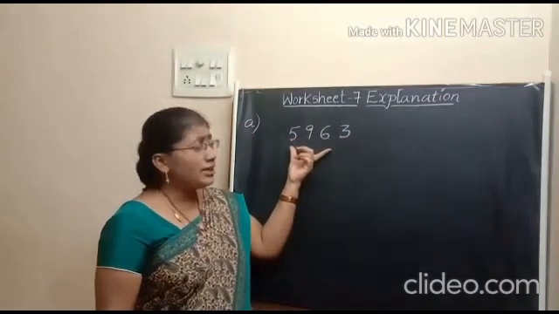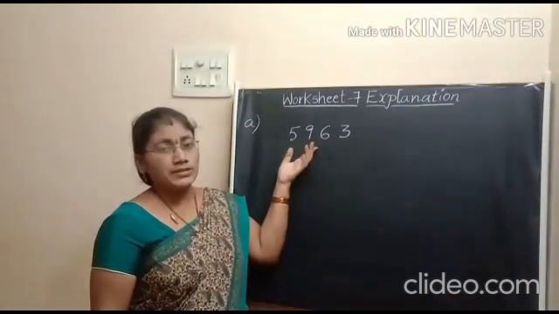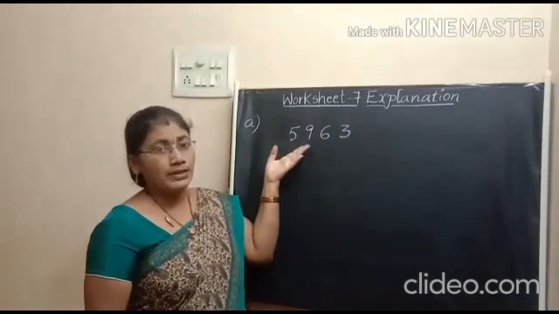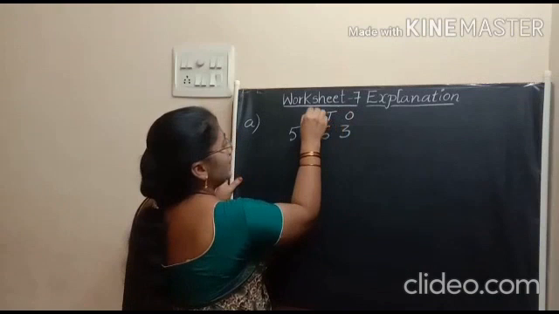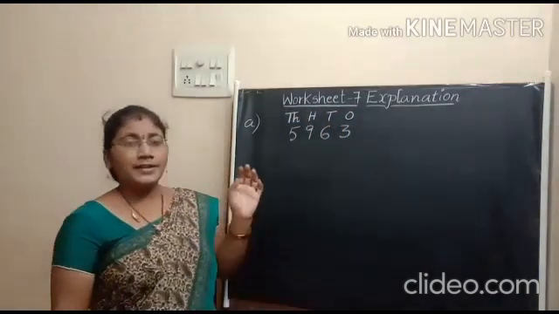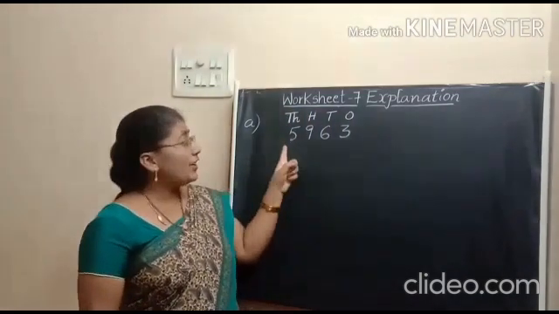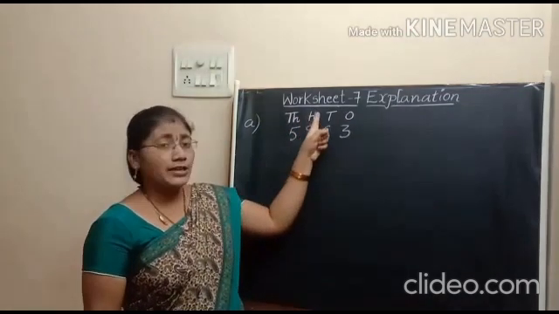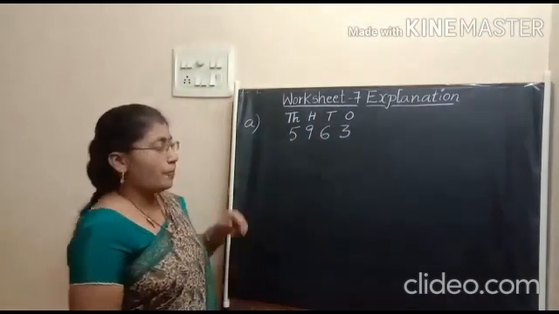5963. How many digits are here? In this number, we have 4 digits. So, to represent these 4 digits, we need 4 places. Those are ones, tens, hundreds and thousands. Understood, children? That means this number consists of 5 thousands, 9 hundreds, 6 tens, 3 ones. Let us write the expanded form.